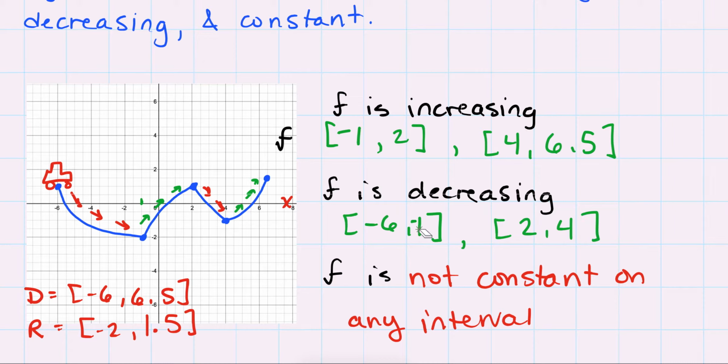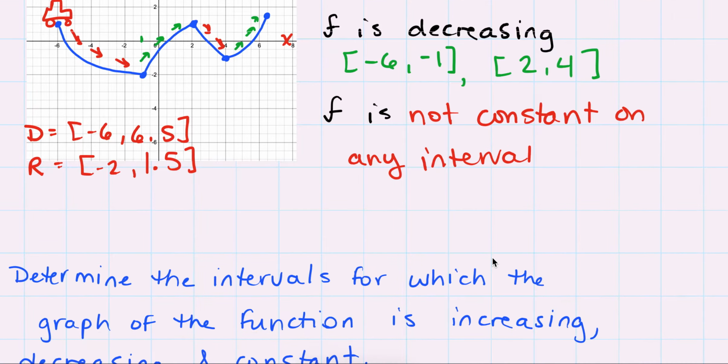Let me write this one a little bit better. It's -1, so it's a little more clear. And now we've found all the places that this function is increasing, decreasing, and constant. Let's try another one.